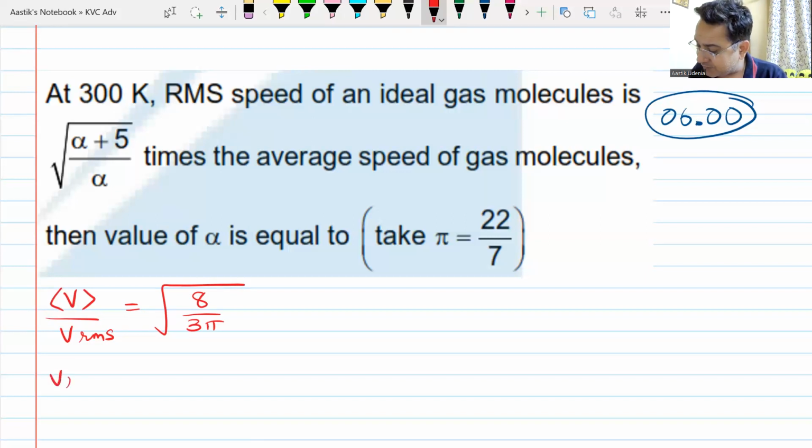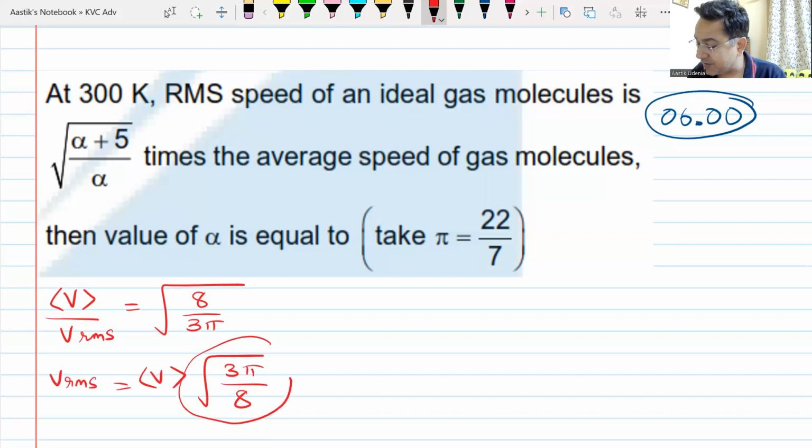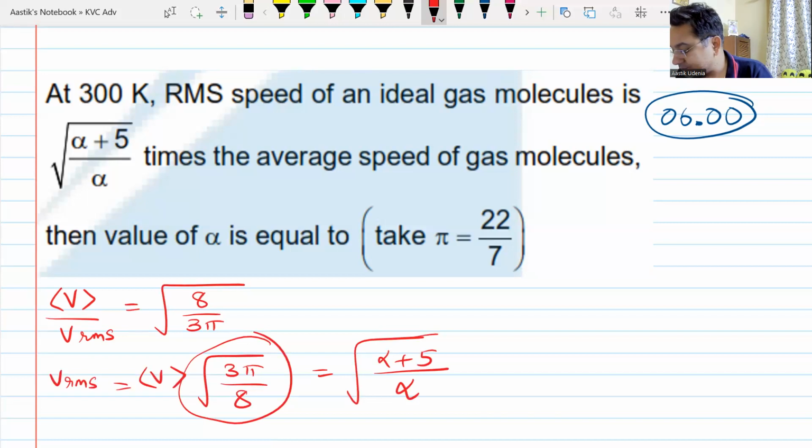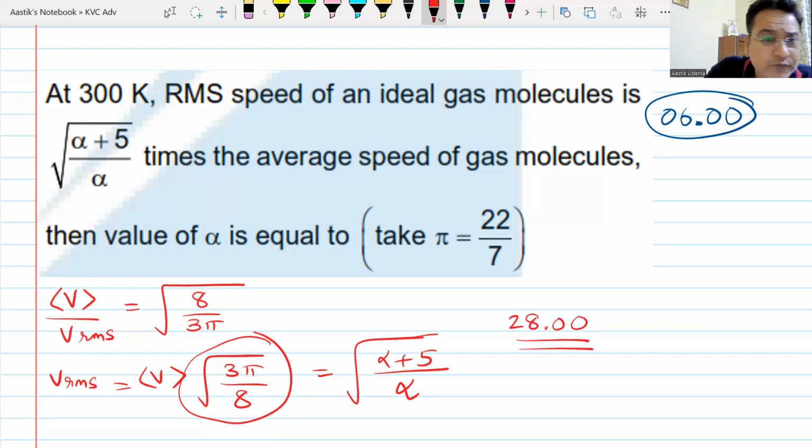So your VRMS becomes V average multiplied by 3 pi by 8, and the root of this 3 pi by 8 is given as root over alpha plus 5 pi alpha. Yes or no? Yes, sir. From here, you should be able to calculate the value of alpha, and the value of alpha is coming as 28, but the answer is 28.00. Do we understand this? Yes, sir.